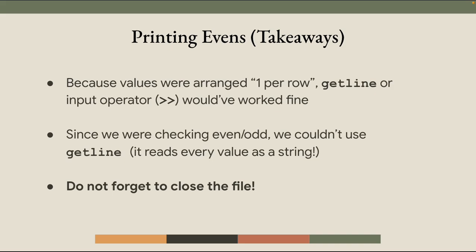So some takeaways, and I kind of went through them already while we were explaining that. Because these values were one value per line, technically it might have felt like we could use getline or use our input operators, because it's only one value per line, it probably would have given us the same thing. The difference is, since we want to check for even or odd, we needed that value to be an int. It couldn't have been a string. We can't check a string's value as even or odd, right? It needs to be an int. Therefore, I had to use my input operator instead of getline. So the same principles apply to reading from files.